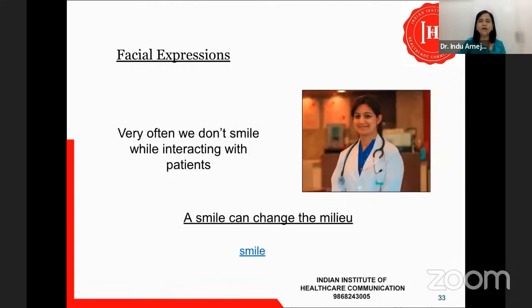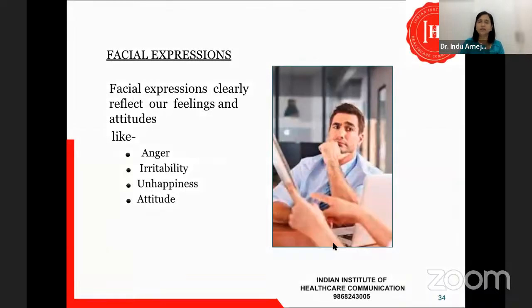So expressions like anger, irritability, unhappiness, your attitude, they're all visible. You saw that first video. He never said, I'm angry and I'm irritated and I'm unhappy and I have negative attitude. But from his body language, you could make out the facial expression he had, the eye expression that he had. Everything indicated that he was not happy being in that conversation. So check your expressions.